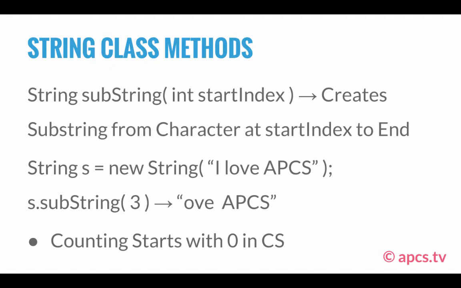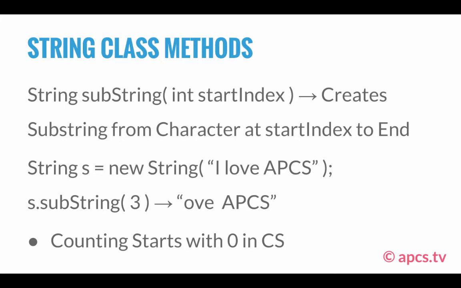and then we would do s.substring(3). So what this would do is go to the third character, cut off everything before that, and create a substring out of this string which goes from the third character to the end. It would be whatever number we indicate by a start index. It would go from that index to the end of the string.